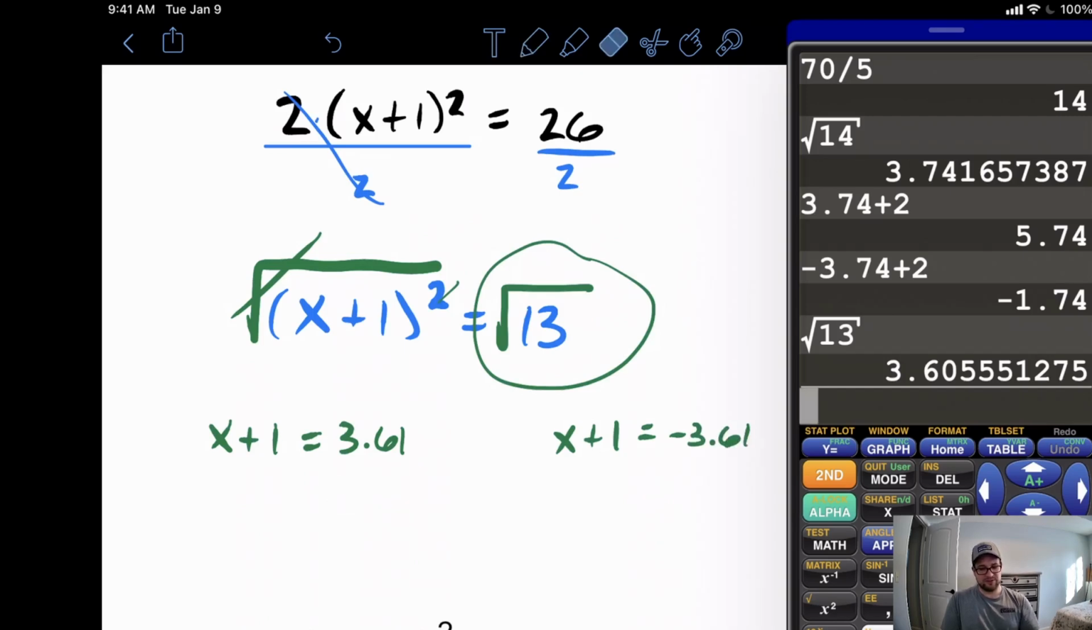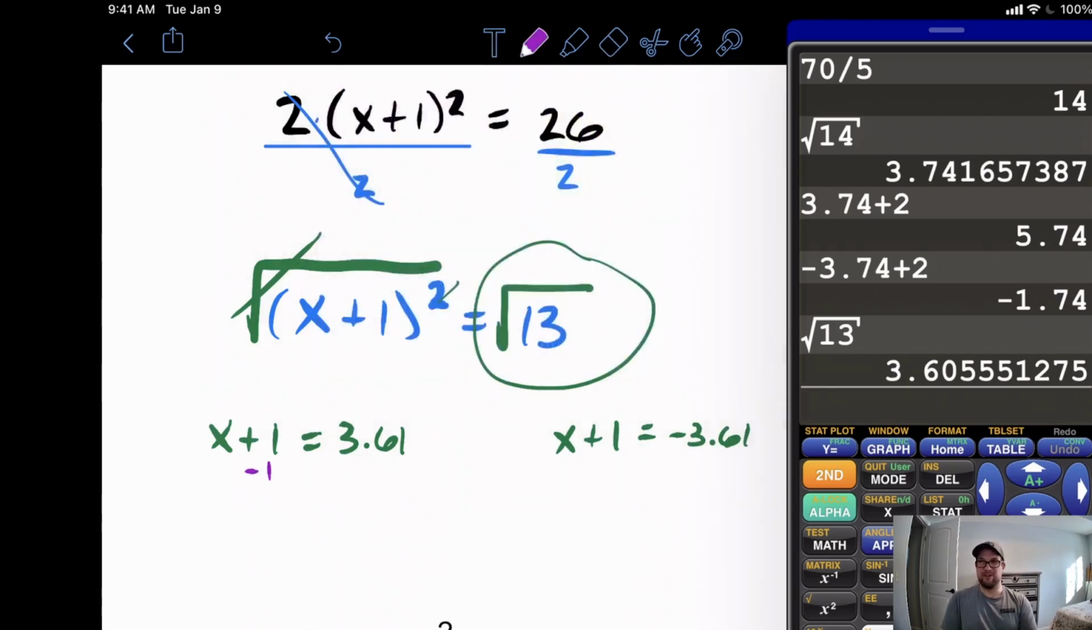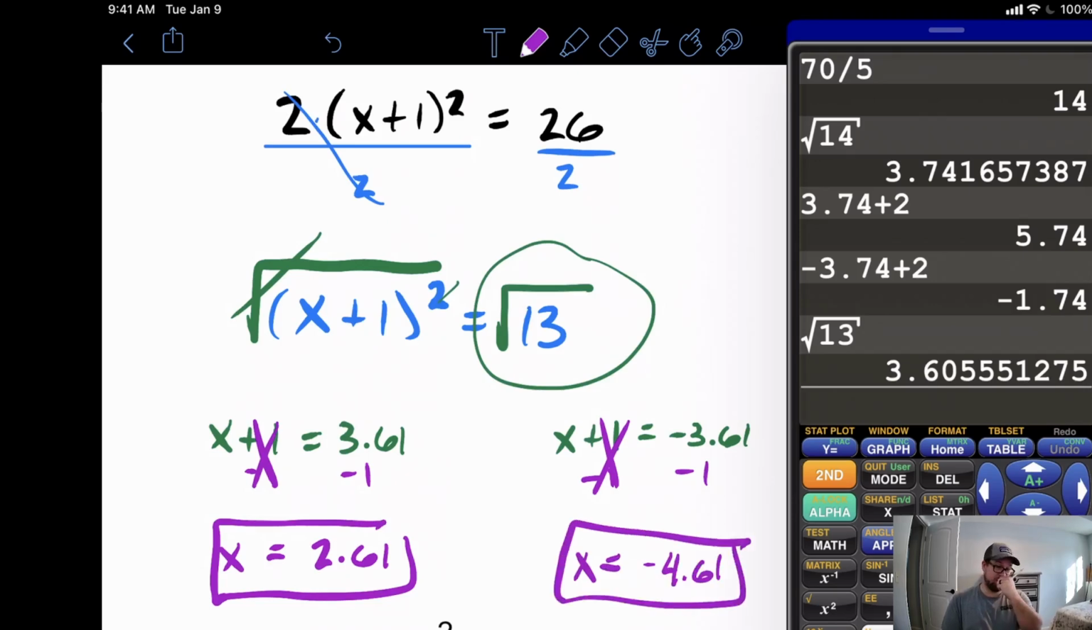Now, from here, we just have a little bit more work. Let's subtract 1 from this one and this one. That's going to leave us with x equals 3.61 take away 1 would give us 2.61. And on the other side, take away 1, take away 1. I'm going to get x equals negative 3.61 take away 1 will be a negative 4.61. And that will be my final answer. Nice job. Let's do one more.